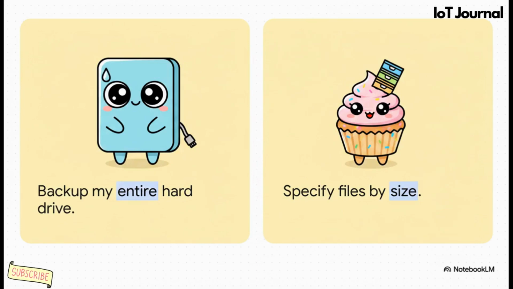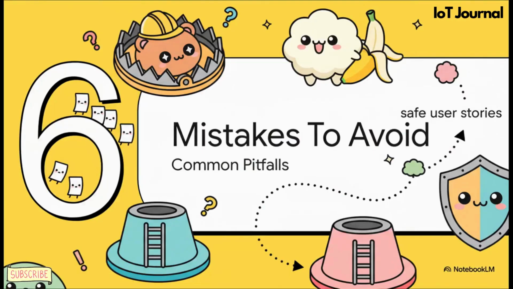And here's how you break down a massive epic into something you can actually chew on. As a user, I can back up my entire hard drive is just way too big for a single sprint. That's an epic. But shrinking it down to, as a power user, I can specify files to back up based on size, gives us a specific, bite-sized story that a team can estimate and actually knock out in a couple of weeks. Finally, Section 6, Mistakes to Avoid.